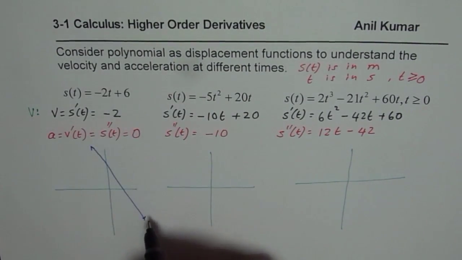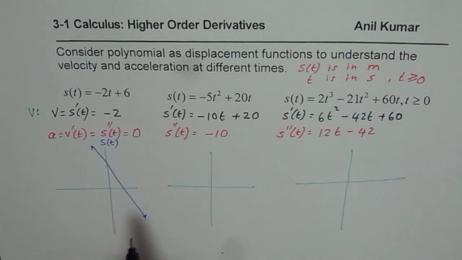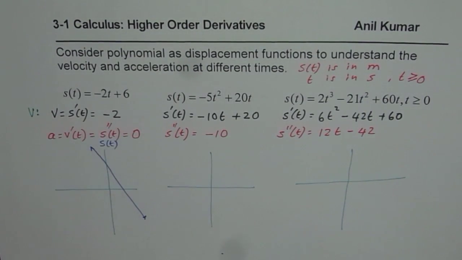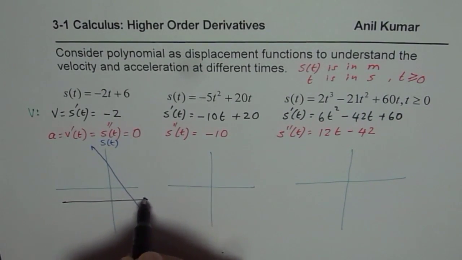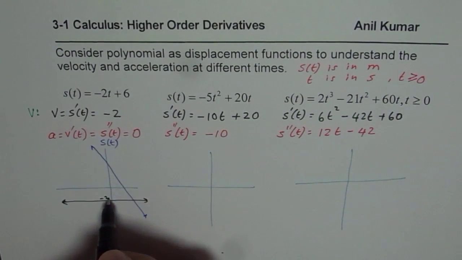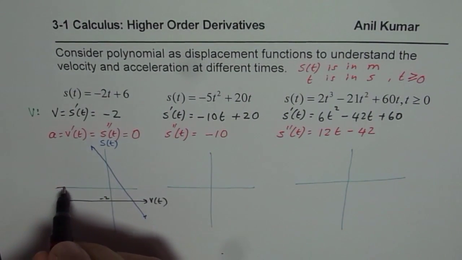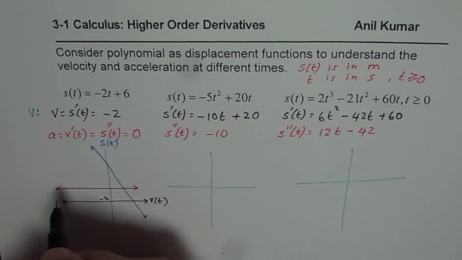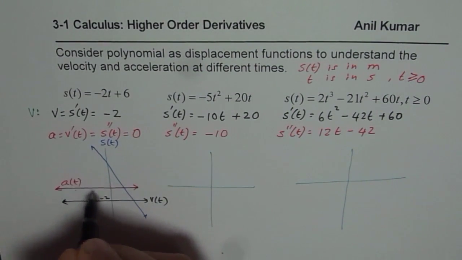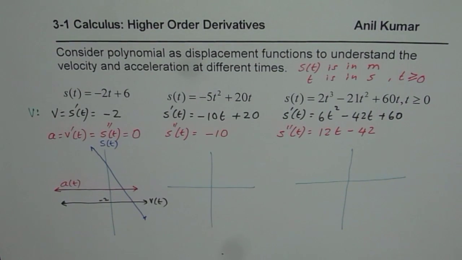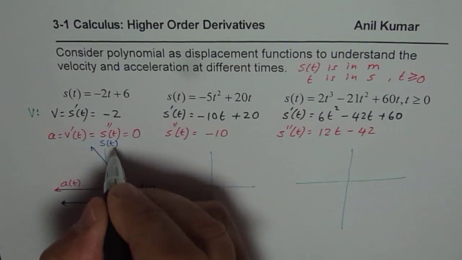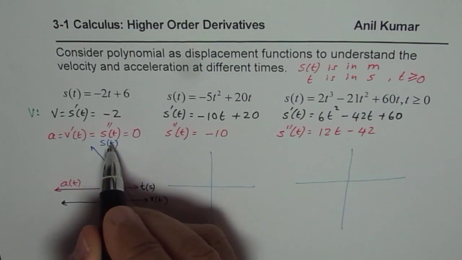So this is my function, which I'm calling s of t. The second function for us is the velocity. Velocity is minus 2, so let me sketch this as minus 2, and this is the velocity for me, correct? The third function is acceleration, which remains 0 here. That means constant velocity, 0 acceleration, and that gives me acceleration at an instant of time. Of course, on the x-axis I have time in seconds, and displacement, with units in meters.